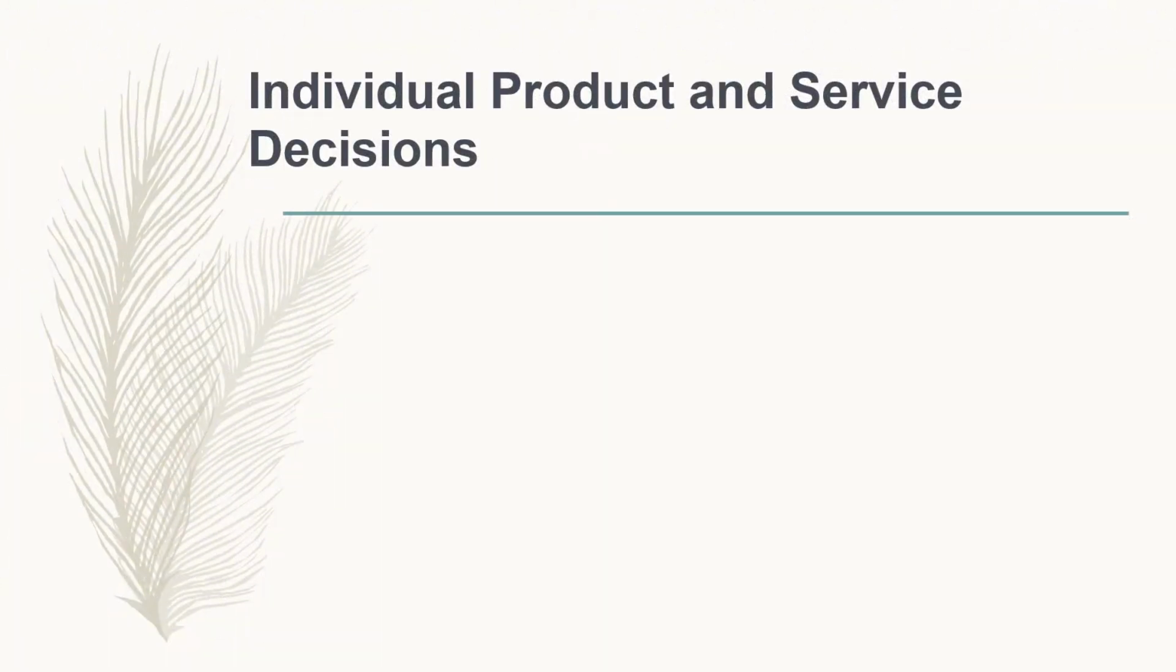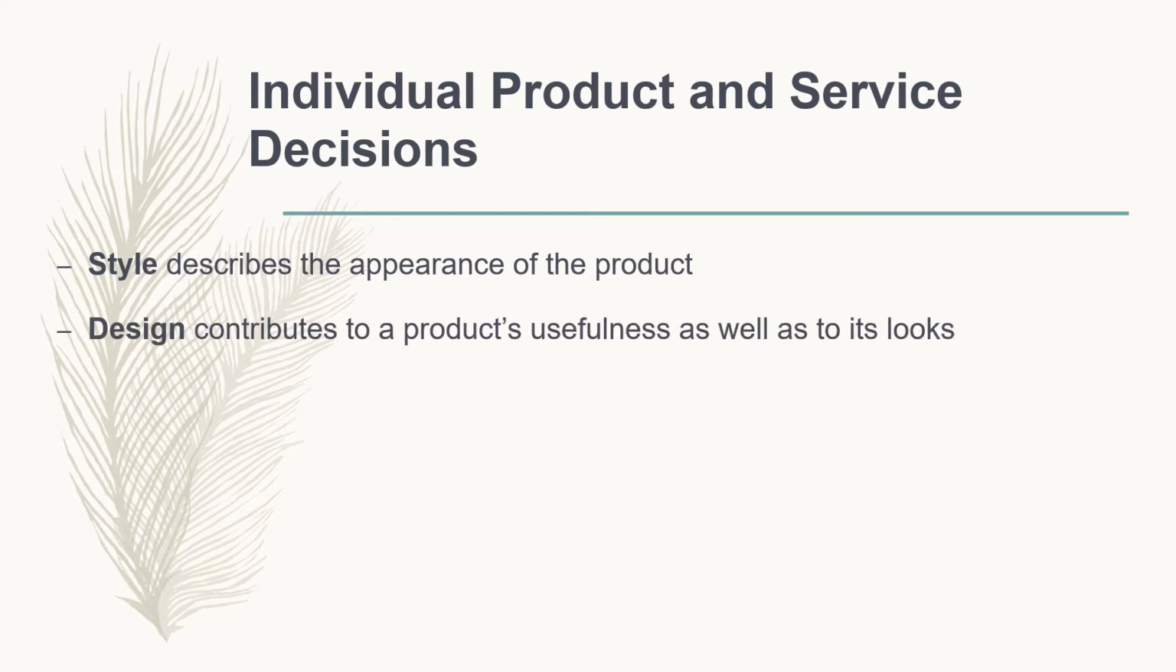Next is style. Style describes the appearance of the product, and design. It contributes to a product's usefulness as well as to its looks. Again, style is different from design because style is more concerned with the visual or outer look of a product. It creates important aesthetic value for consumers.